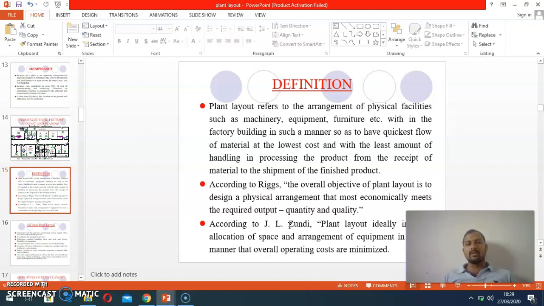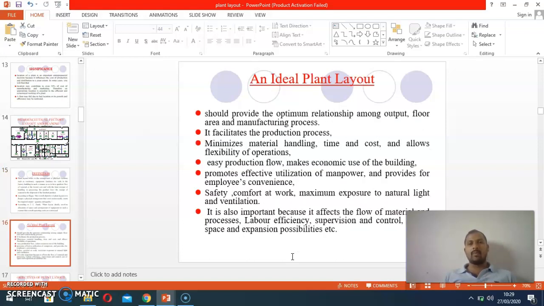Then, according to J.L. Jundi, plant layout ideally involves the allocation of space and arrangement of equipment in such a manner that overall operating costs are minimized. So we can say that the selection and designing of the plant is done in consideration of minimizing the cost of production. An ideal plant layout should provide the optimum relationship among the output, floor area and manufacturing process.